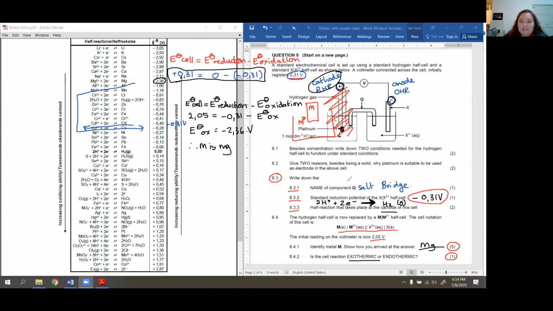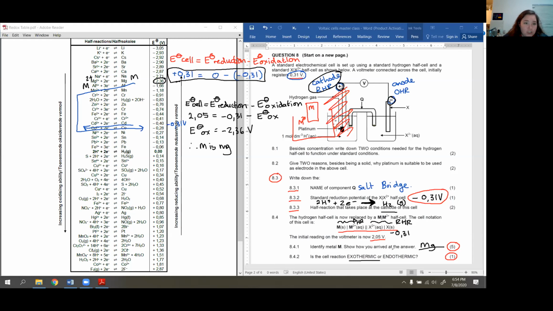What I did was I looked at the fact that it said M to M2+ gives us X2+ to X. Now remember, that tells us that M must be here and M2+ must be there, because this is going to be your OHR and this over here is going to be your RHR. RHR I knew was negative 0.31.